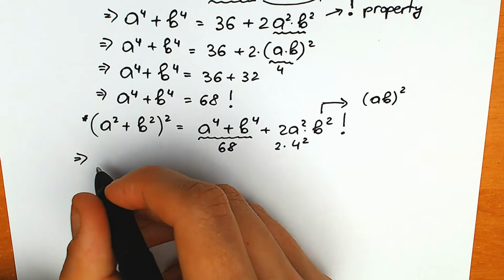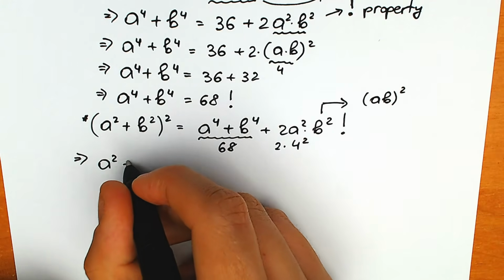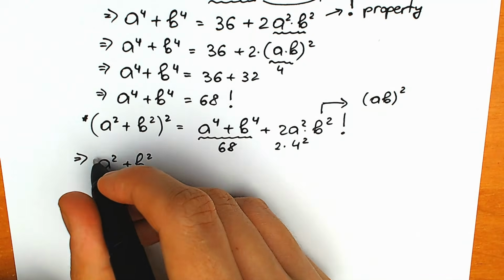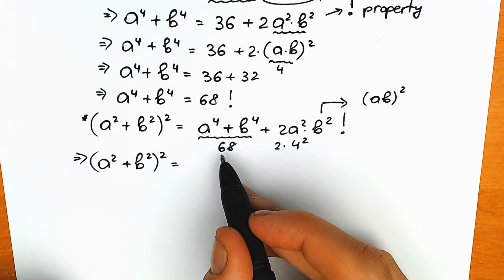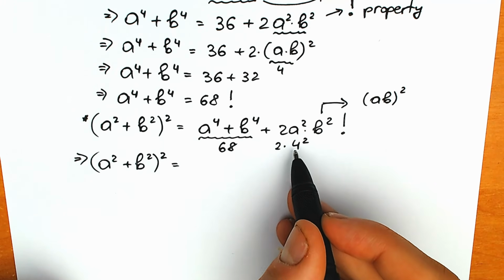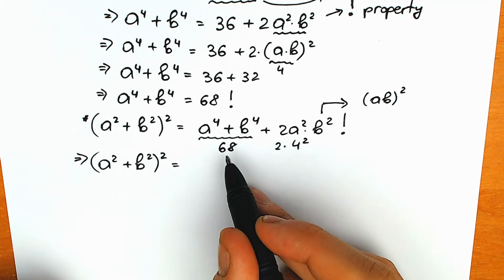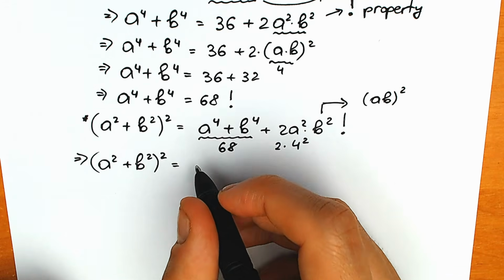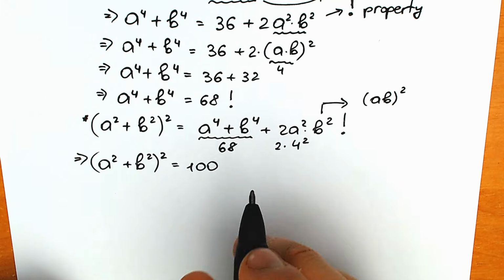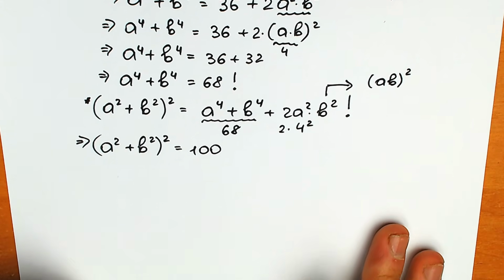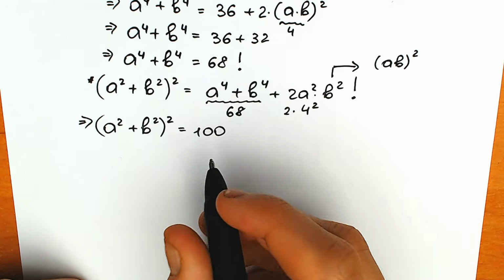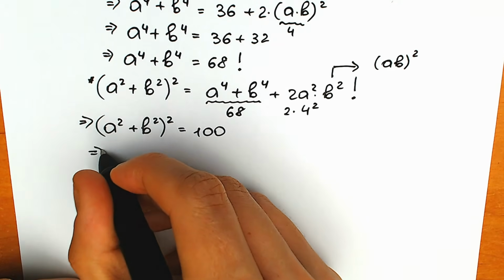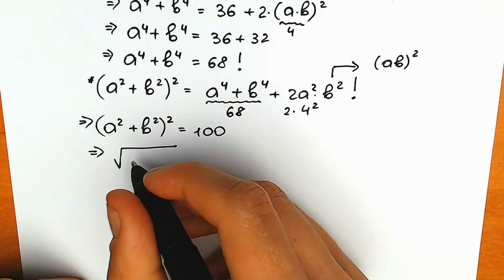So let's write it. (a² + b²)² equals 68 plus 4², 16 times 2 is 32, 68 plus 32 equals 100. This is extremely great because right now we have a really great equation and we can solve it, we can simplify it. First of all, we need to apply the square root on both sides.